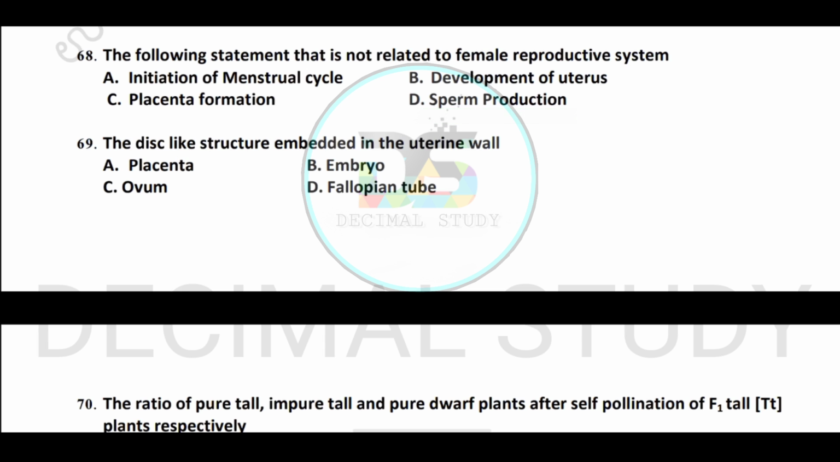Question number 69. The disc-like structure embedded in the uterine wall. Option A, placenta. Option B, embryo. Option C, ovum. Option D, fallopian tube. The right answer is option A, placenta.